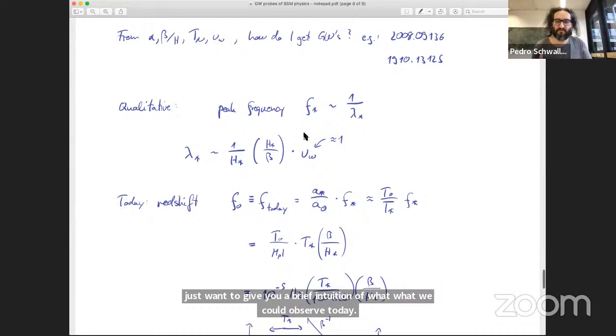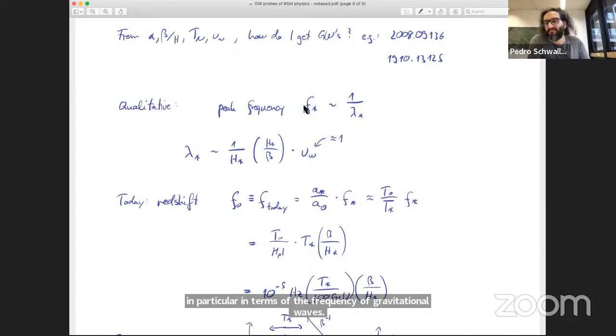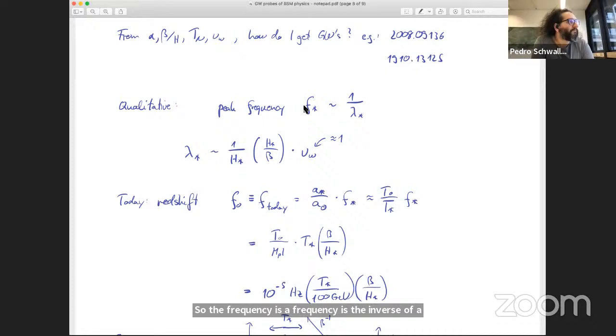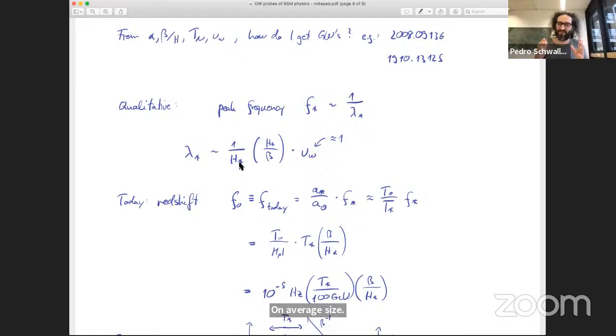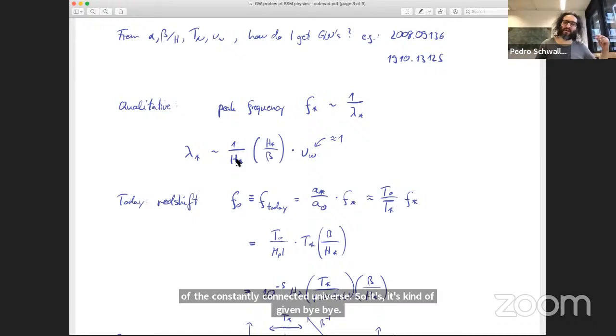So the frequency is the inverse of a wavelength, and the wavelength is given by the size of one of these bubbles. Of course you have to average things and so on, but there's a specific, average size for one of these bubbles, and it can't be larger than the size of the causally connected universe. So it's kind of given by the Hubble rate at the time of the phase transition. This is what we call H star. So 1/H star is the radius of the observable universe at that time.